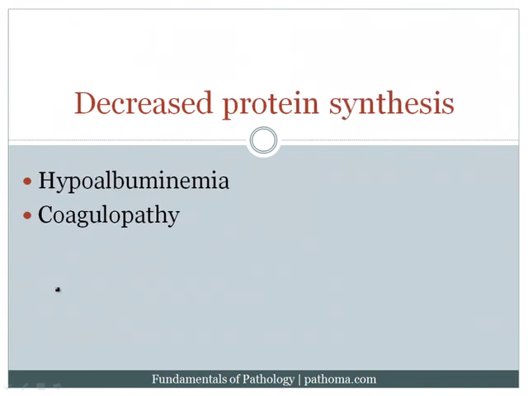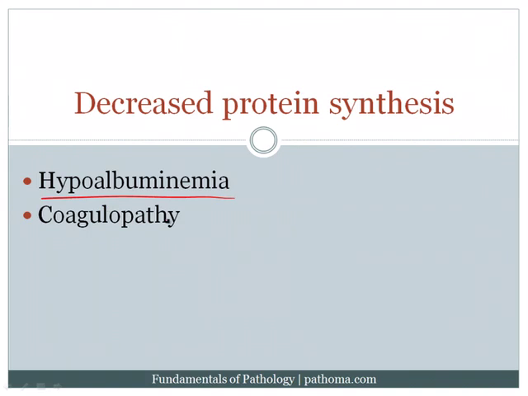Another important manifestation of cirrhosis would arise because of decreased protein synthesis. For example, the liver plays an important role of making albumin, but if the liver is not functioning, there would be hypoalbuminemia. Of course, this would also decrease the oncotic pressure of the blood, further leading to edema.